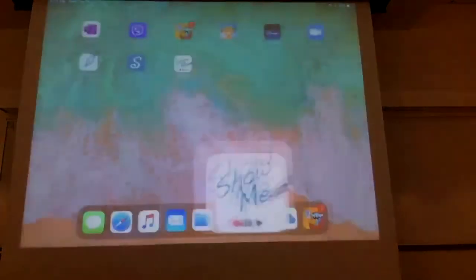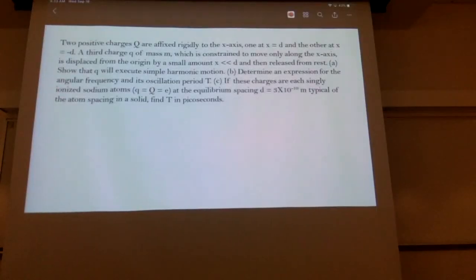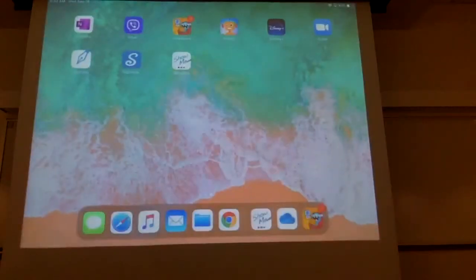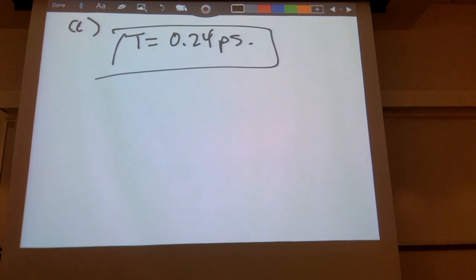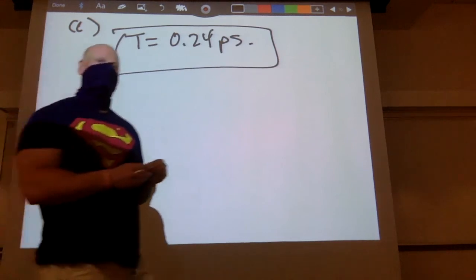So finally, part C then says, now let's put some numbers. So now we know that the distance D is an angstrom or like 3 angstroms. Yeah, 3 angstroms. We know the charge, both charges are simply E, and we know the mass of the sodium. So all we're going to do for part C is take those numbers and put them into our period expression. After plugging in our numbers, this works out to be about 0.24 picoseconds. So that's the period. The period of oscillation is 0.24 times 10 to the minus 12 seconds.